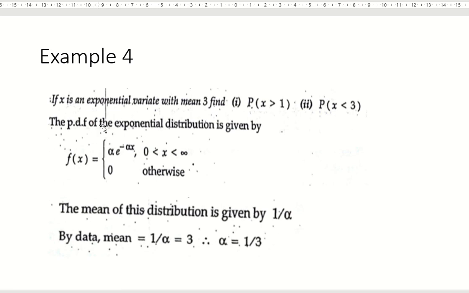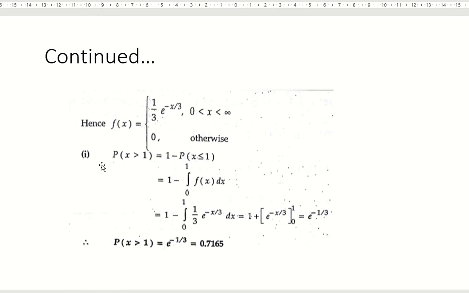Say first, the probability density function for exponential distribution is what? F of x equal to alpha e power minus alpha x, and here x greater than 0 and 0 otherwise. Now here the mean is given, 1 by alpha is given, that is 3. So what is alpha? 1 by 3. So this probability density function becomes what? 1 by 3 e power minus x by 3, right? When x varies from 0 to infinity or greater than 0.